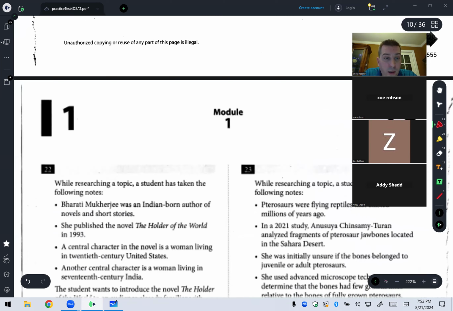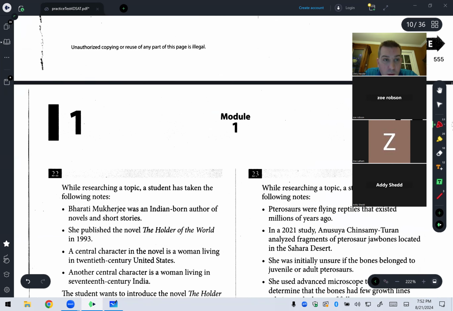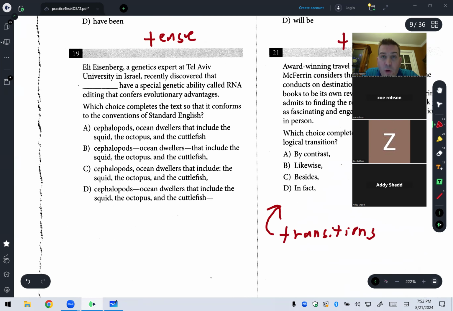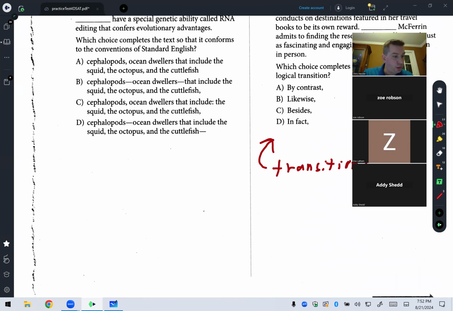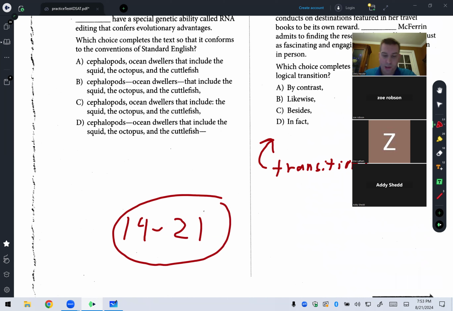Okay, so it looks like up to question 21, we're just looking at the grammar. So let's do both pages. Let's do from 14 to 19. We're just going to do all the grammar. Sorry, 14 through 21. Oh wait, that's a transition question. But let's go all the way to 21. Let's do that one too. So let's do all of the grammar questions and then one question on transitional words and phrases.